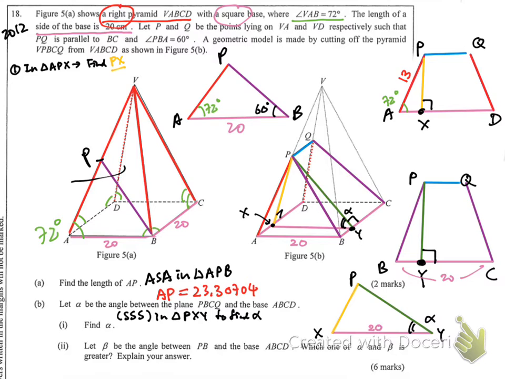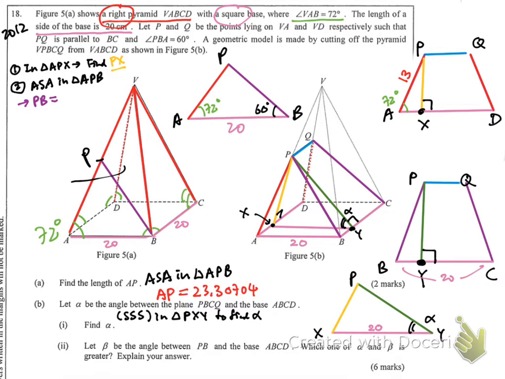Do we know the purple line? We know the purple line in the triangle APB. We can use ASA in triangle APB to find the purple line. With the purple line, we are one step closer to the green line. You may want to pause the video now and see if you can do it.